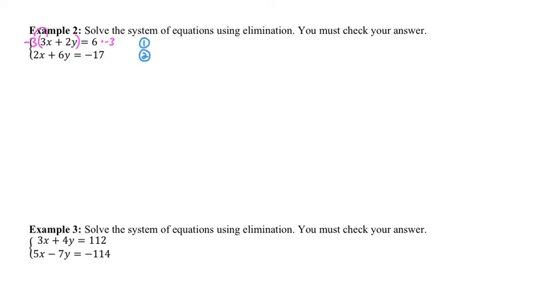So negative 3 times 3x gives us negative 9x. And then we have negative 3 times 2y, which would be negative 6y, is equal to, on the right side, we have to do 6 times negative 3, which is negative 18. Okay, so that's our new equation number 1. That's our adjusted equation number 1. This is equation number 2.